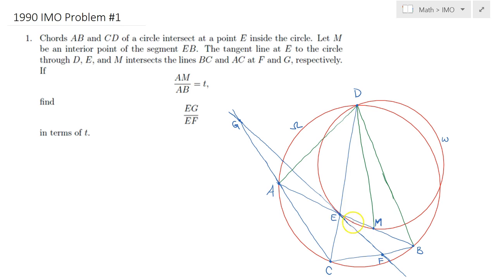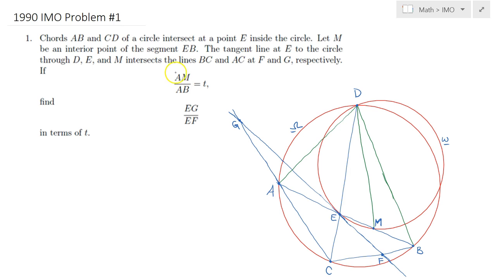And then we draw the circumcircle of triangle DEM, and I represented it here with the lowercase omega. The uppercase omega is simply the original circle ABCD. Then we are told to draw a tangent line to that second circle, little omega, at point E, and this tangent will hit the chords BC at F and AC at G.